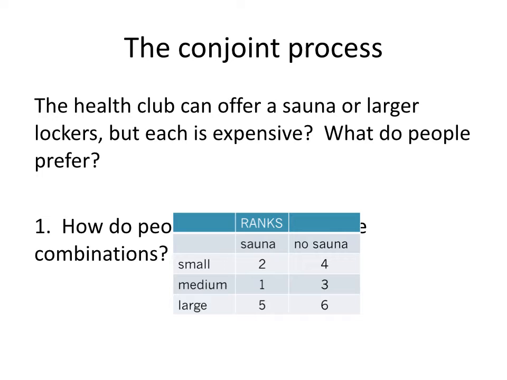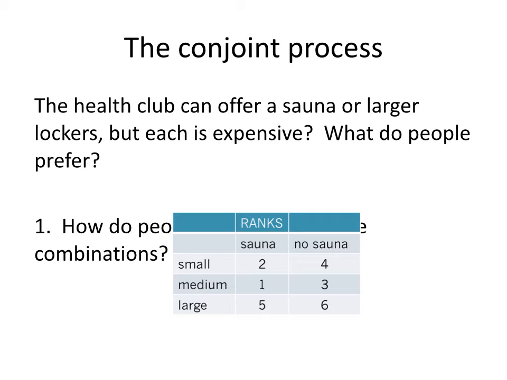Let me go through an example here to illustrate the process of conjoint analysis. So the problem here is a health club that is expanding or being modified, and one choice or one way to think about how they spend their money is to offer a sauna or to enlarge lockers in the locker room. So the question is, which of those is going to go over best with members or potential members?